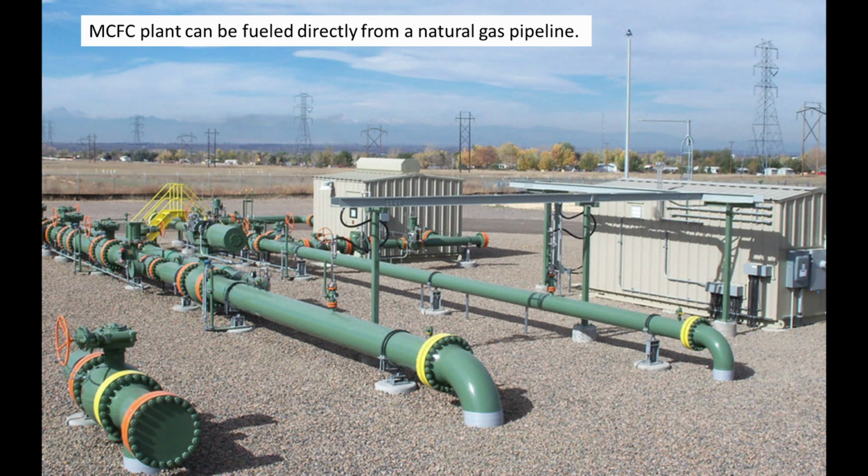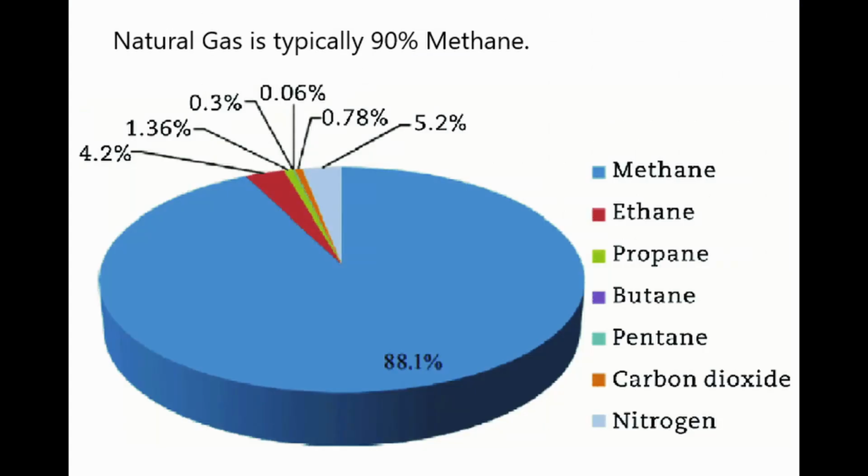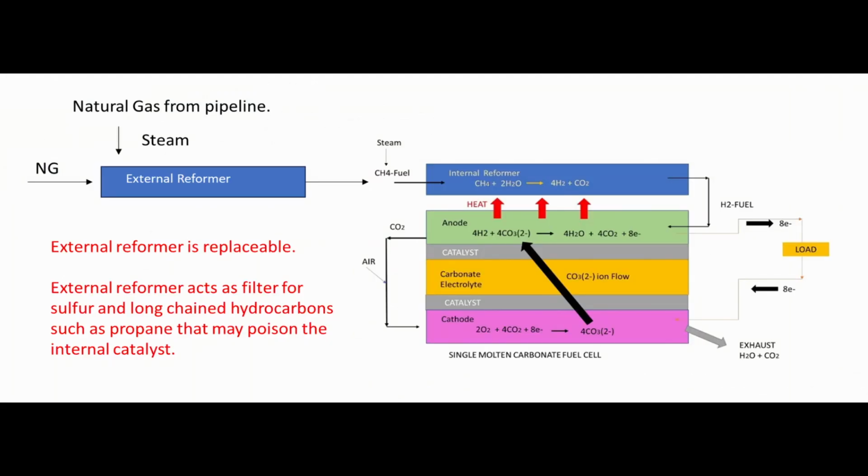MCFCs can use methane drawn straight from natural gas pipelines. Natural gas can be more than 90% methane. There should be a filtration system to absorb sulfur and more complex hydrocarbons in place between the gas pipeline and the MCFC power plant.